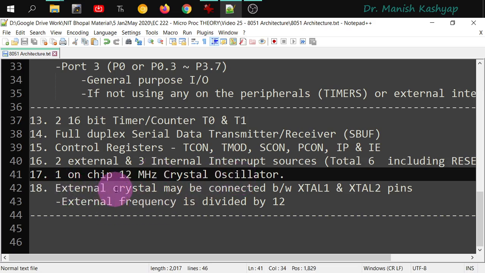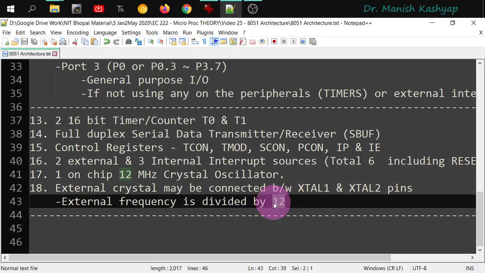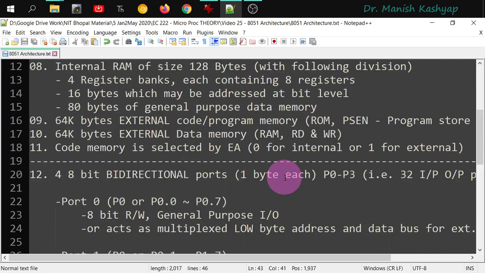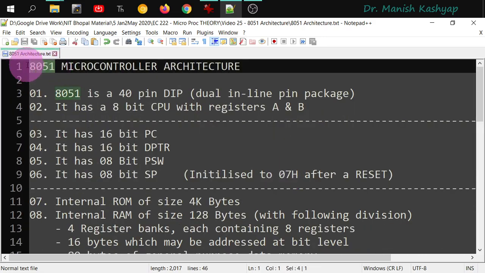However, you can also externally interface a crystal between the XTAL1 and XTAL2 pins, and whatever externally interfaced crystal oscillator is there, its frequency is divided by a factor of 12. As in the case of 8085 and 8086, we have seen that whatever external crystal oscillator we apply, its frequency is usually divided. So here it is also the case. The frequency that you see here is also divided by 12. So this is a quick but general introduction to the 8051 microcontroller architecture in terms of important points.